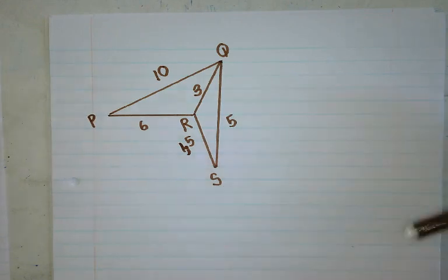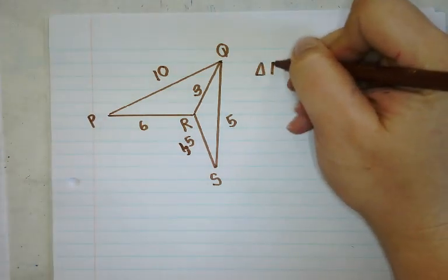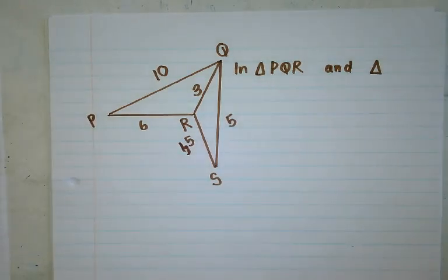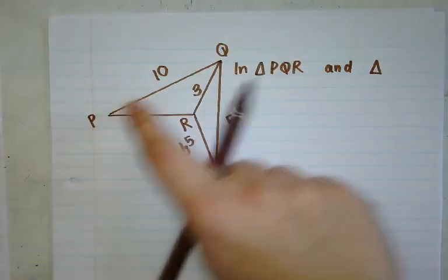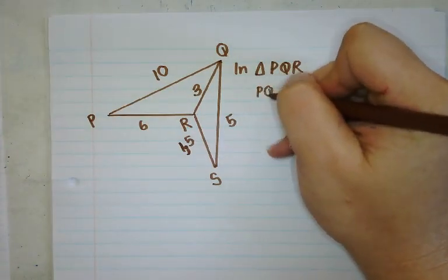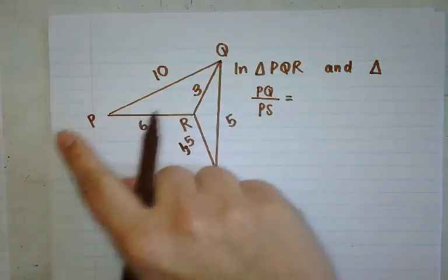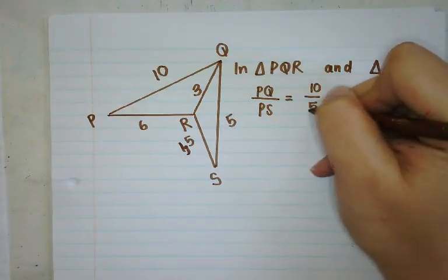But that is not necessarily the order of the triangle names. So I'm just going to start with my first triangle, PQR. So in triangle PQR and triangle, and I'm not going to name it yet. I'm just going to leave it right now because I'm not sure what the names are. So I have PQ divided by PS. So actually I would give you the names, but right now I'm telling you it's PQ divided by PS. That is 10 divided by 5.